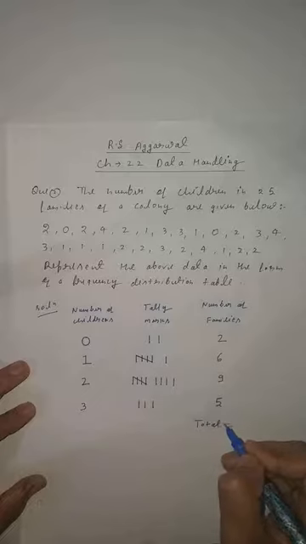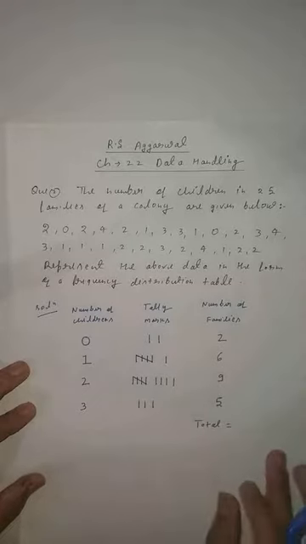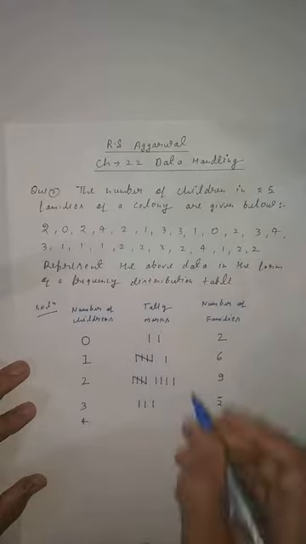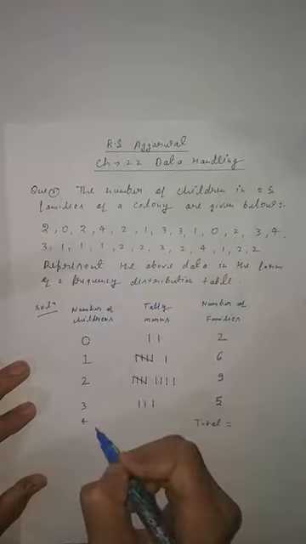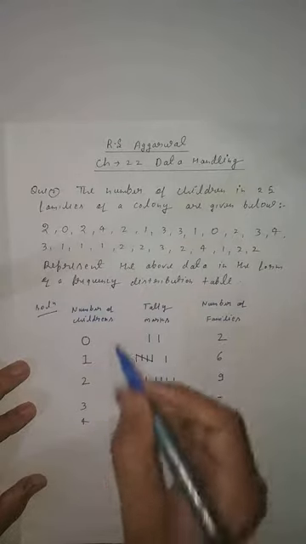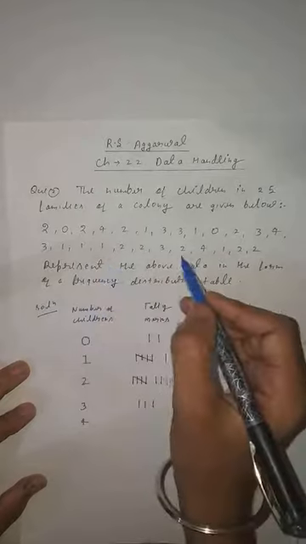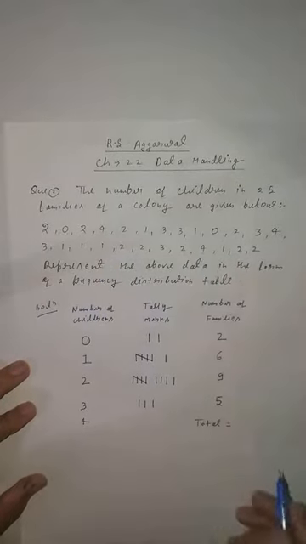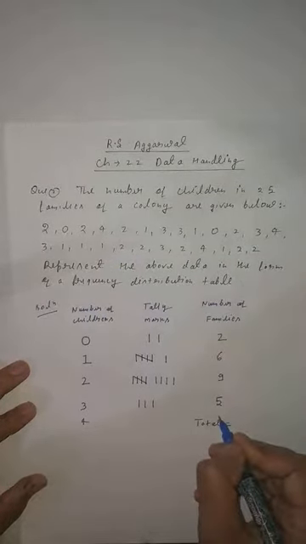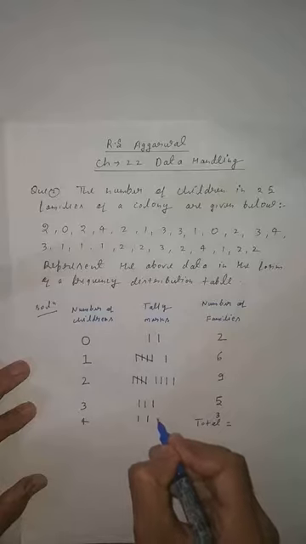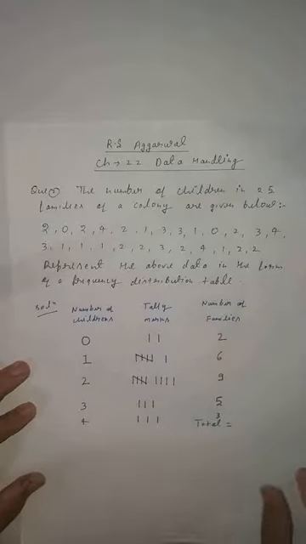One minute, we left 4, so come to 4. For 4 children, count how many families have 4 children. Count 1, 2 and 3. Only 3 families have 4 children. So here you write 3, and tally marks 1, 2, 3. So all is done.